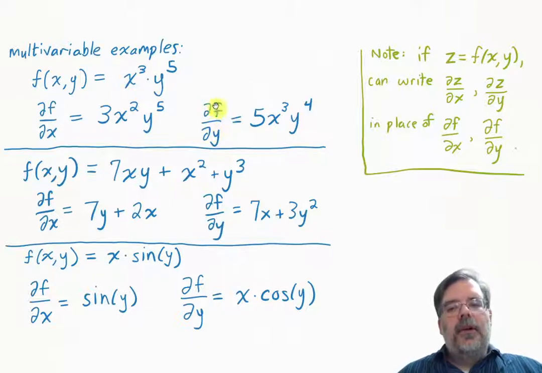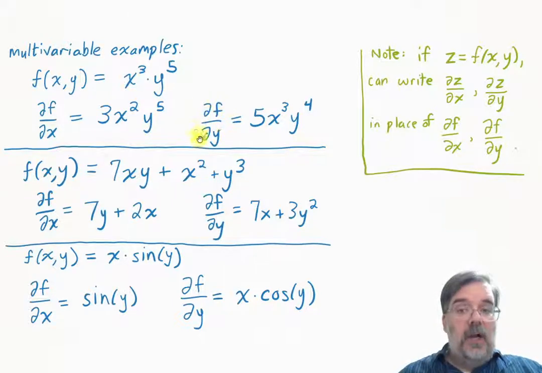To calculate the partial derivative df dy, in this expression, x cubed plus y to the fifth, now we think of y as a variable and x as a constant. So here we have the derivative of a constant times y to the fifth. Well, the derivative of a constant times y to the fifth is that constant times 5y to the fourth. So this is the partial derivative with respect to y.